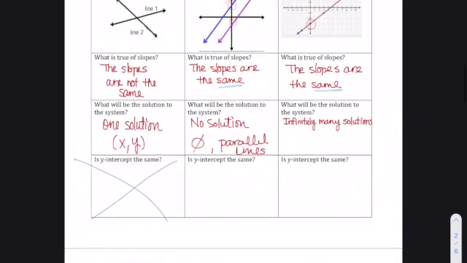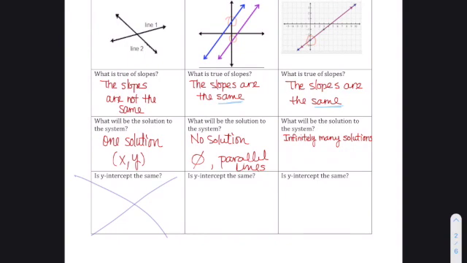So if you want to distinguish between the two, you can say that for both, the slope is the same. Therefore, for the parallel lines, the y-intercept is not the same. For the coincident lines, the y-intercept is the same. And that is how you can tell the difference a little bit more.